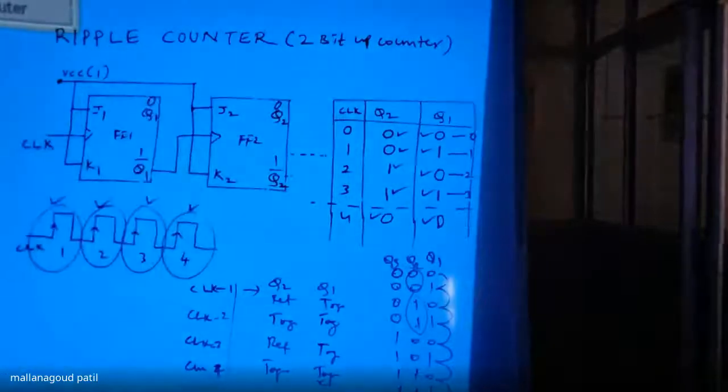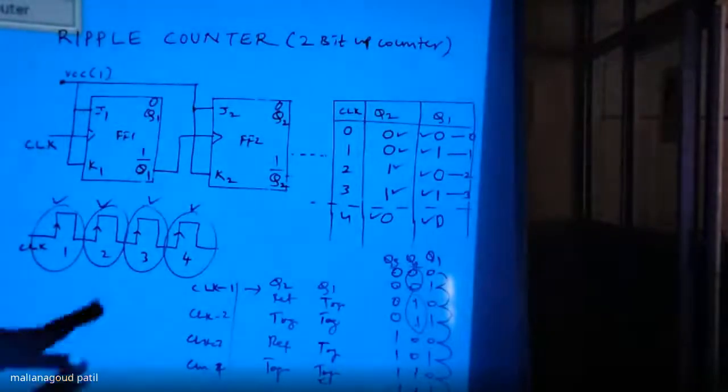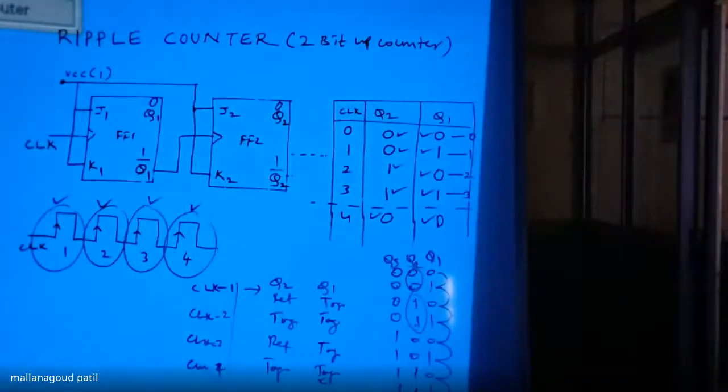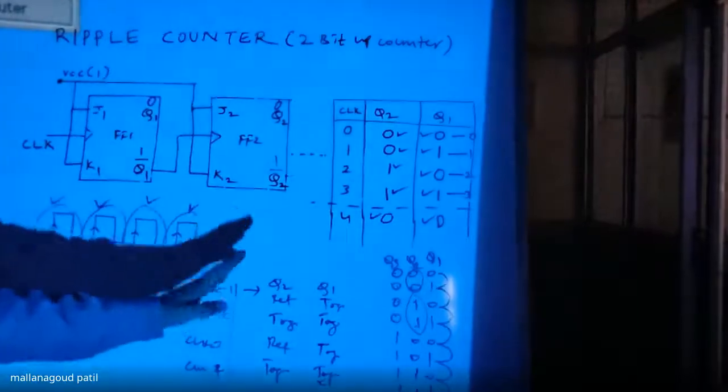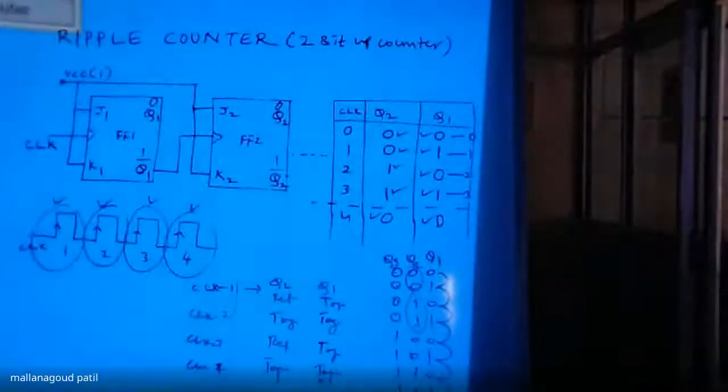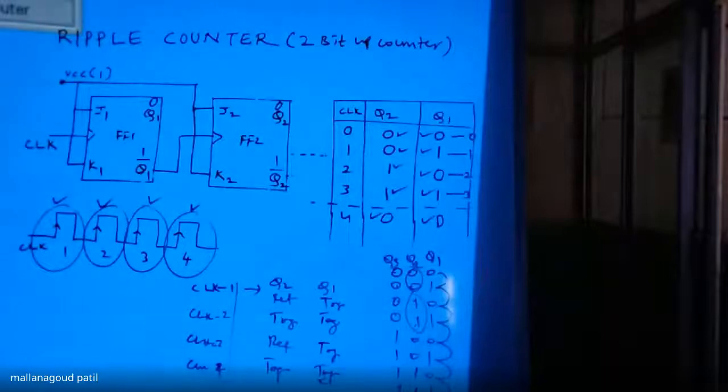If you took 3 bits. For 2 bits, you don't have any problem. Q1 every time toggles. Q2 one time toggles and one time retains. Read out.